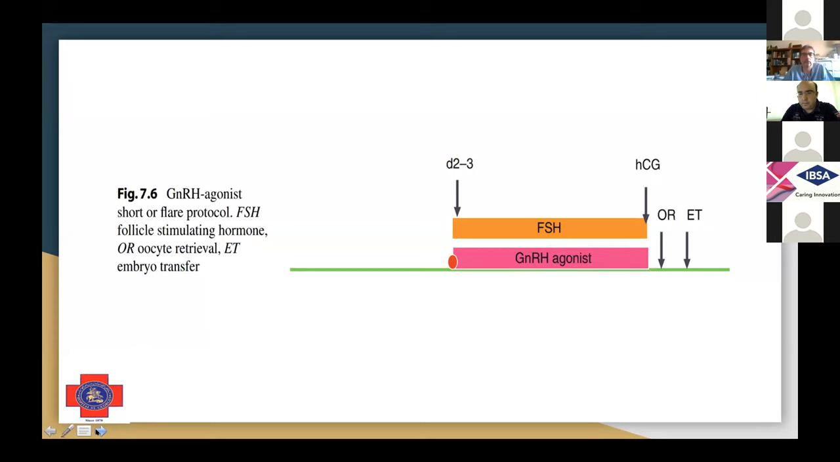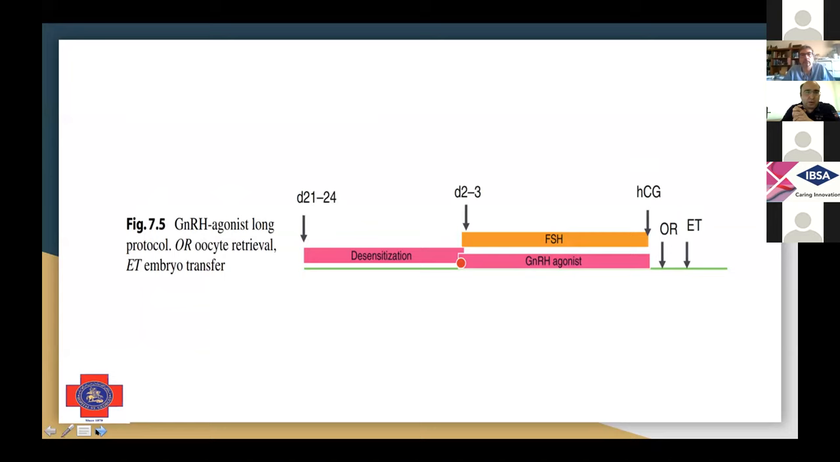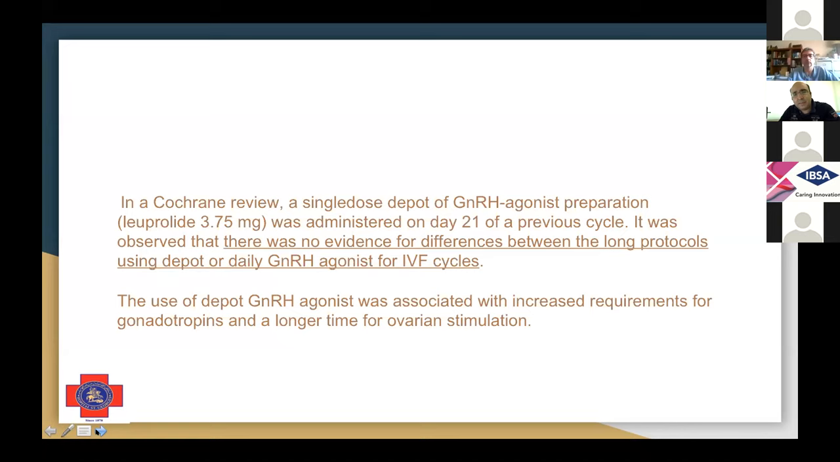Okay, this is agonist long protocol. We induce GnRH agonist in the luteal phase, and then we wait till the down regulation, and then we start the stimulation. In a Cochrane review, a single dose depot of GnRH agonist preparation, like Leuprolide, was administered on day 21 of a previous cycle. It was observed that there is no evidence for differences between the long protocol using depot or daily GnRH agonist for IVF cycle. So always ask, is it better to do one single dose of GnRH agonist or a daily injection? There's no difference, but I think for the complaints of the patient, it's better to have one shot.